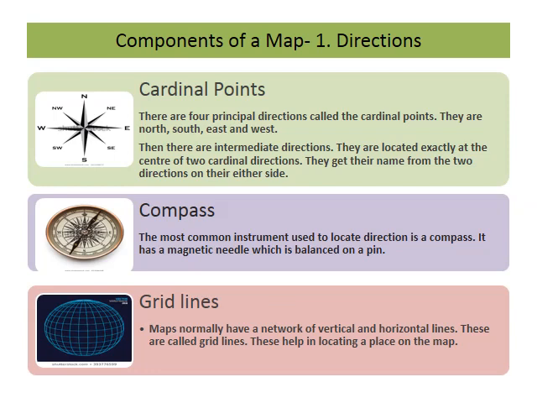Second one is compass. The most common instrument used to locate direction is a compass. It has a magnetic needle which is balanced on a pin. Third, grid lines. Maps normally have a network of vertical and horizontal lines. These are grid lines. These help in locating a place on the map.